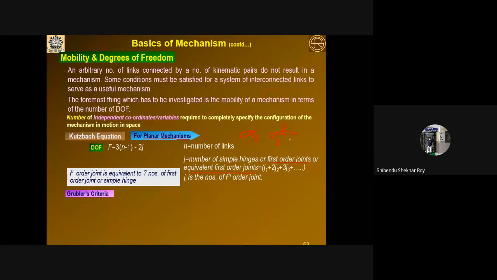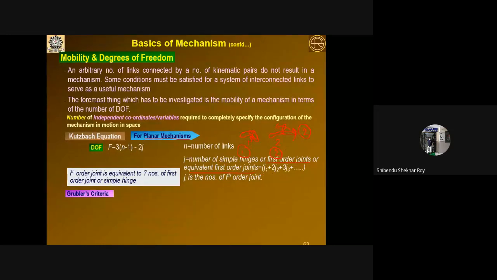Now for a second order joint, how many parameters are required to describe its motion? Two: delta theta 2 and delta theta 3 with respect to this one. That means its degrees of freedom is 2. So it is equal to how many 1 degree of freedom joints? The first order joint has degrees of freedom equal to 1, and the second order joint has degrees of freedom equal to 2. Now, can we not say that a second order joint equals 2 first order joints? Yes, sir. A second order joint equals 2 first order joints, because each first order joint has 1 degree of freedom, so 1 plus 1 is 2 degrees of freedom. A second order joint also has 2 degrees of freedom.